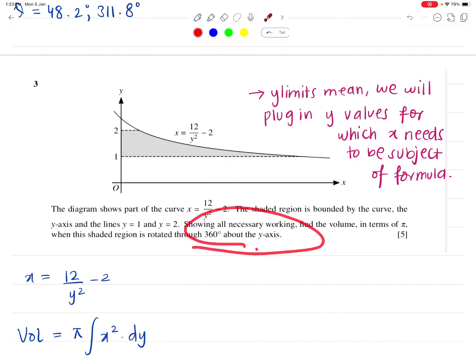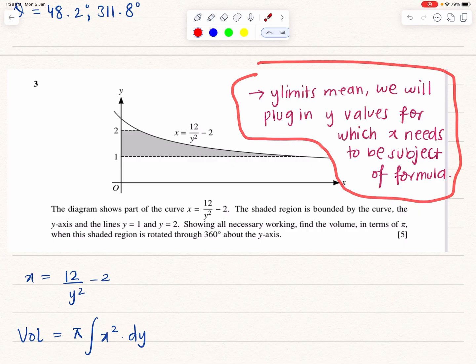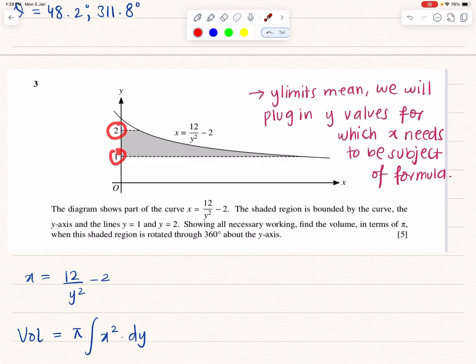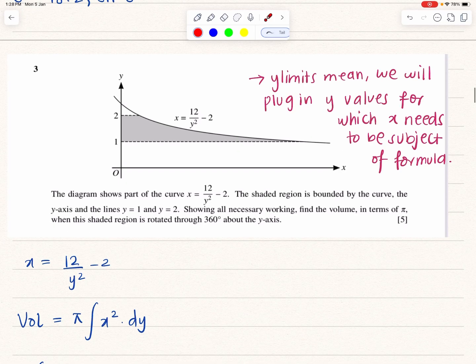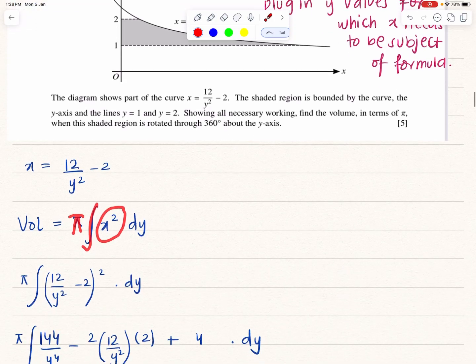about the y-axis. Alright, now first of all, you need to see that in this question, they have given you the limits on the y-axis. And over here, I've made this note as well that whenever your limits are on the y-axis, it means that x is supposed to be the subject of your formula, not y, which is something that they have done for you in this question. Anyways, I'm going to use the basic formula. So the volume of rotation is equal to pi into the integral of your expression. And so basically, I'm just going to plug in this expression over here.